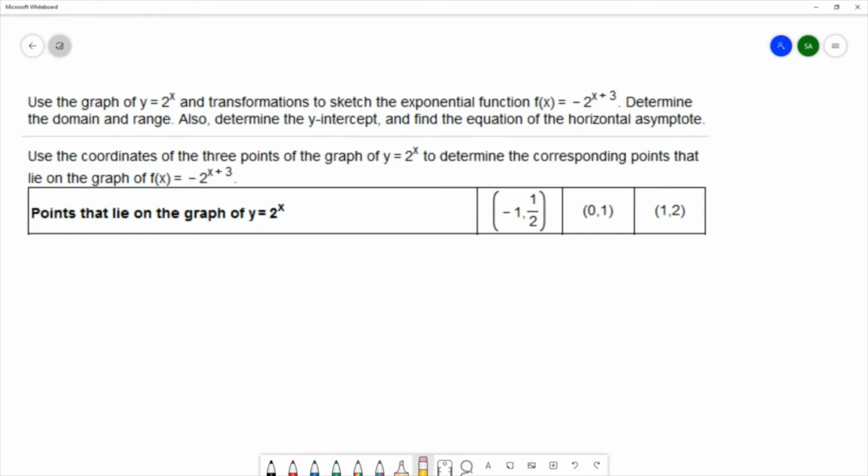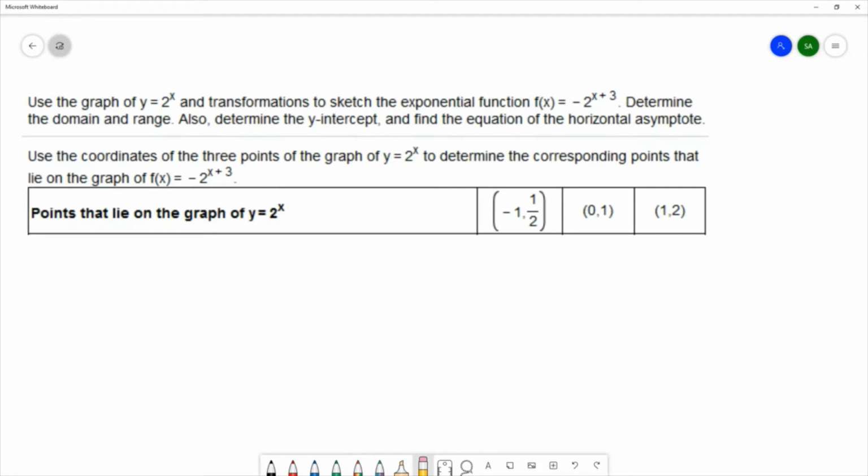In this question, we want to use the graph of y equals 2 to the x and transformations to sketch the exponential function f of x equals negative 2 to the x plus 3. We want to determine the domain and range, determine the y-intercept, and find the equation of the horizontal asymptote.